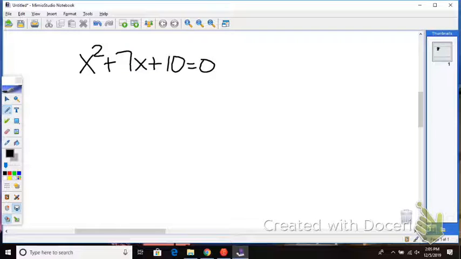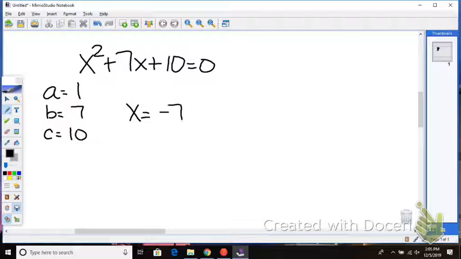Okay? So, first thing I want you to do when you're doing this, so we don't get confused and you don't have to keep going back to the problem, I want you to write down what A, B, and C are. So what is A? 1, 7, 10. So now we're just going to fill it into our quadratic formula. If I said x equals negative b and b is positive 7, what am I putting for? Negative 7. Okay, so x equals negative b, which is negative 7, plus or minus the square root.